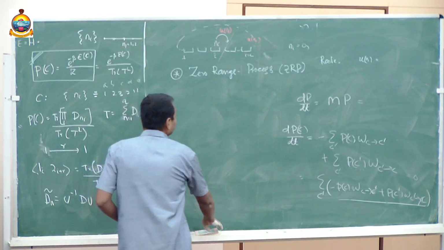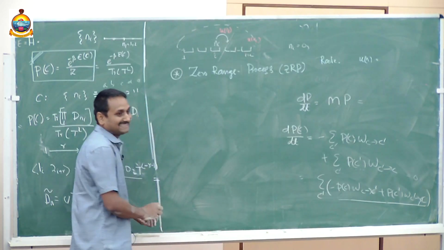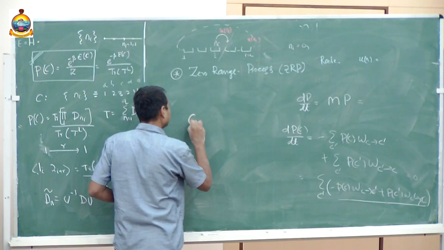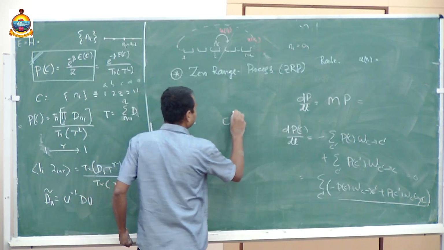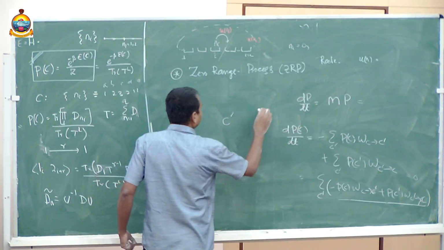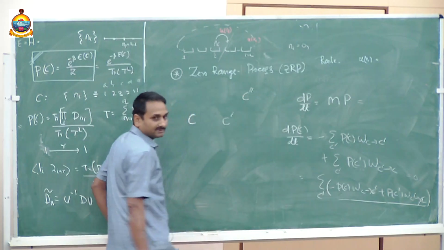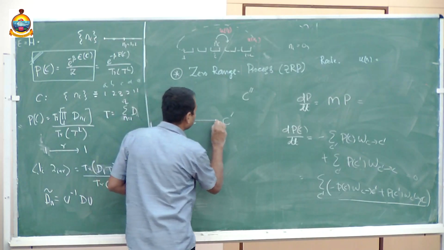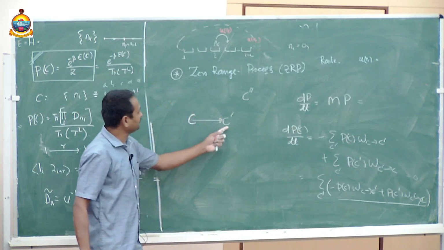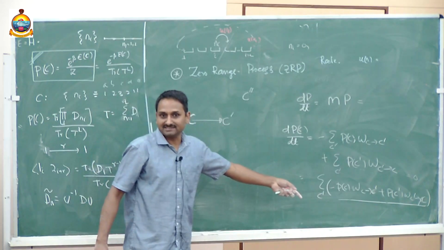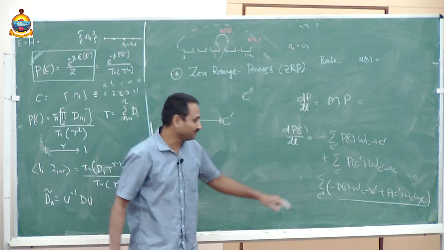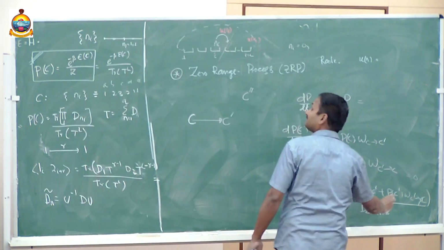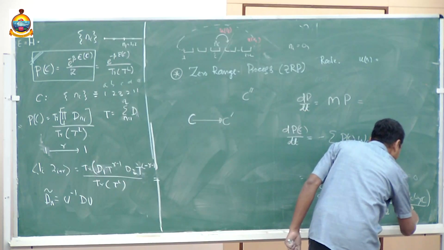Let us see what other things can happen. You have a configuration c and c', and let us say that you also have another configuration c''. They are connected. A general situation is that you go from c to c'. Did I mention that this is detailed balance? This condition is already detailed balance.